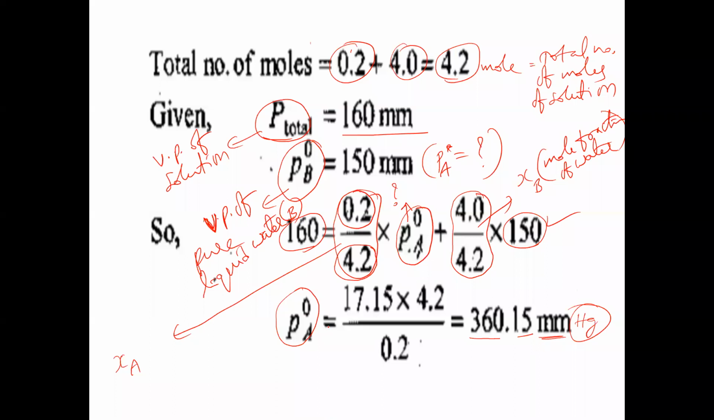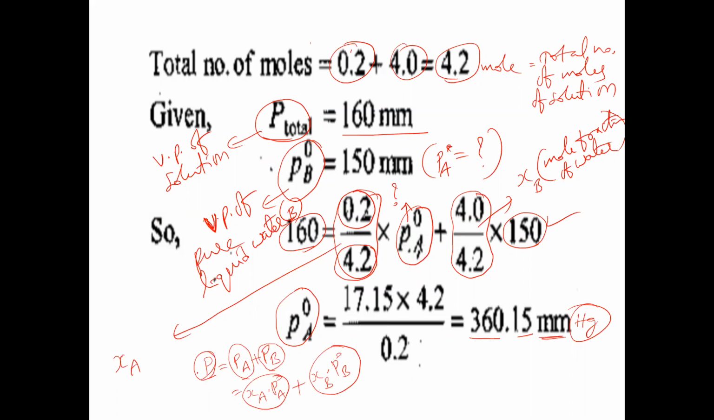PB naught is given, P total is given. So the formula we should not forget here. What is the formula? P total is equal to PA plus PB first. The total vapor pressure of the solution is equal to the partial vapor pressure of liquid A plus the partial vapor pressure of liquid B. According to Raoult's law, PA means XA into PA naught, and PB means XB into PB naught. So XA PA naught plus XB PB naught.